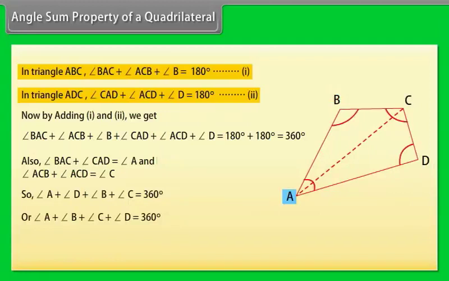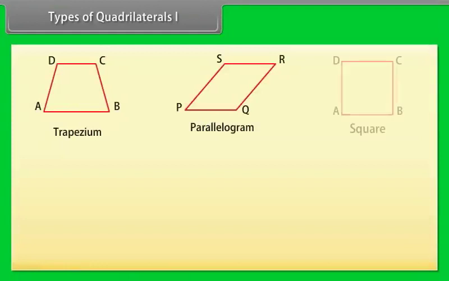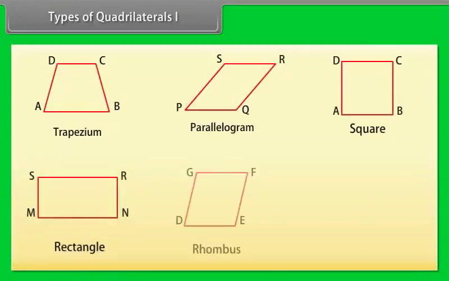Or, angle A plus angle B plus angle C plus angle D is equal to 360 degrees. That is, the sum of the angles of a quadrilateral is 360 degrees. Types of quadrilaterals. 1. There are different types of quadrilaterals like trapezium, parallelogram, square, rectangle, rhombus, and kite.